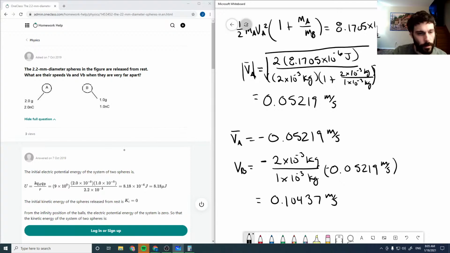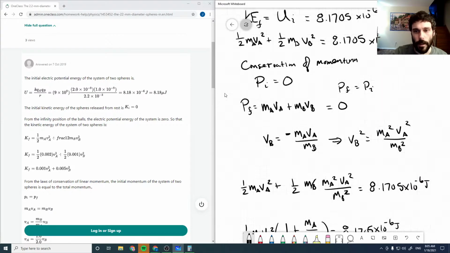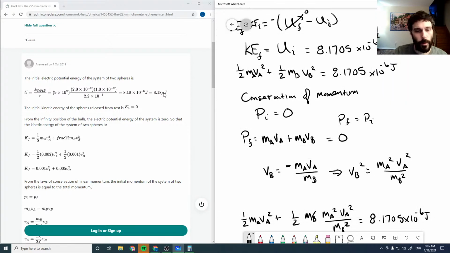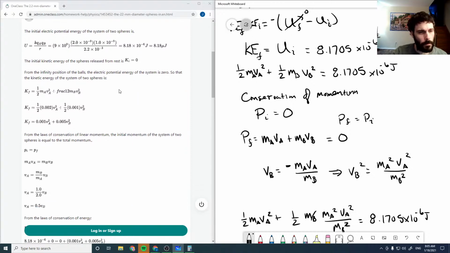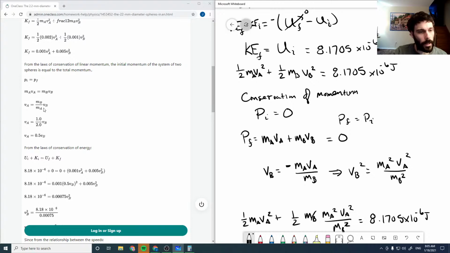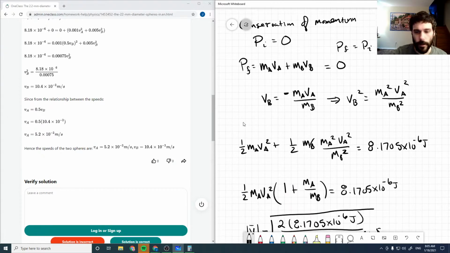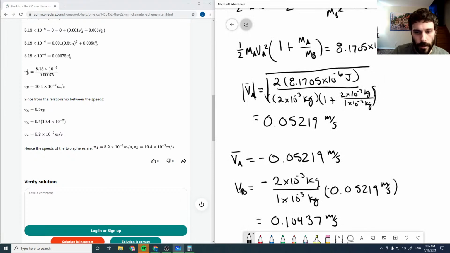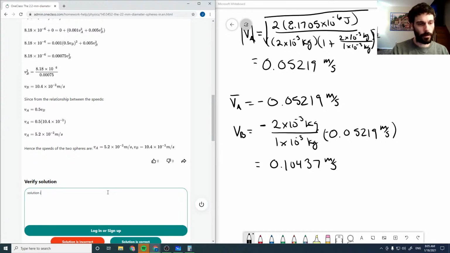Okay, so if we check our solution here, first we computed the potential energy when they're next to each other, 8.18 times 10 to the minus 6, so 8.17, 8.18, just different by rounding. We can use our kinetic energy expression and our conservation of momentum to get that our vB is 10.4 times 10 to the minus 2, so that's that, and 5.2 times 10 to the minus 2, so that's that. So that looks the same, so that looks good, the solution is correct.